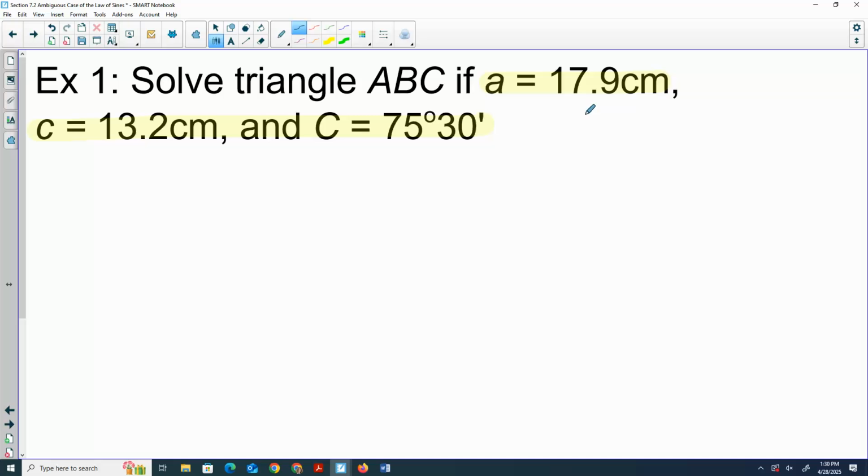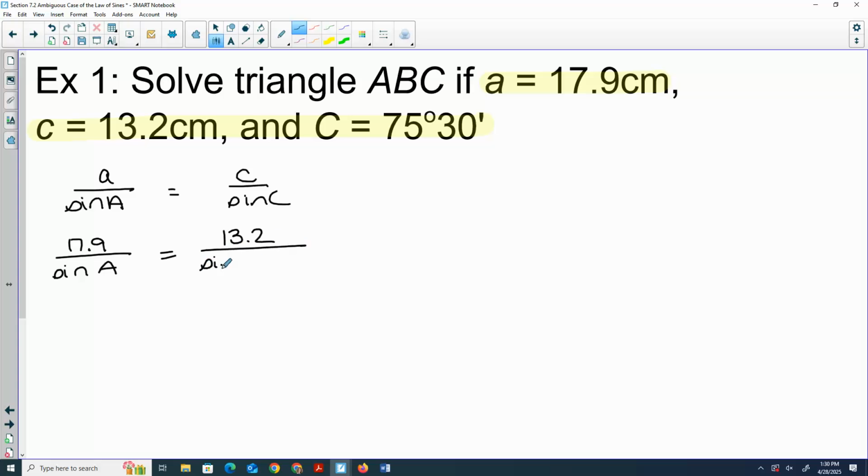Last week we were usually given 2 angles, so we could find our third angle first. We can't do that here. The only information we have is about A and C. So I'm going to start there. A over sine A equals C over sine C. So A is 17.9. I don't know angle A. Side C is 13.2. Sine 75 degrees 30 minutes.